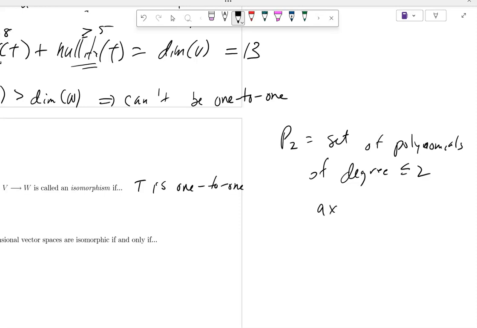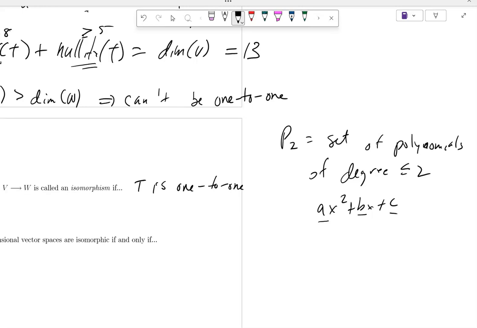Yeah, ax squared plus bx plus c, right? That's typically how it gets written. How do you add polynomials? You combine like terms, right? You add here, you add here, you add here, correct? Do we combine those when we add? No, we add them in separate components, don't we? Right? How do you do a scalar multiple?